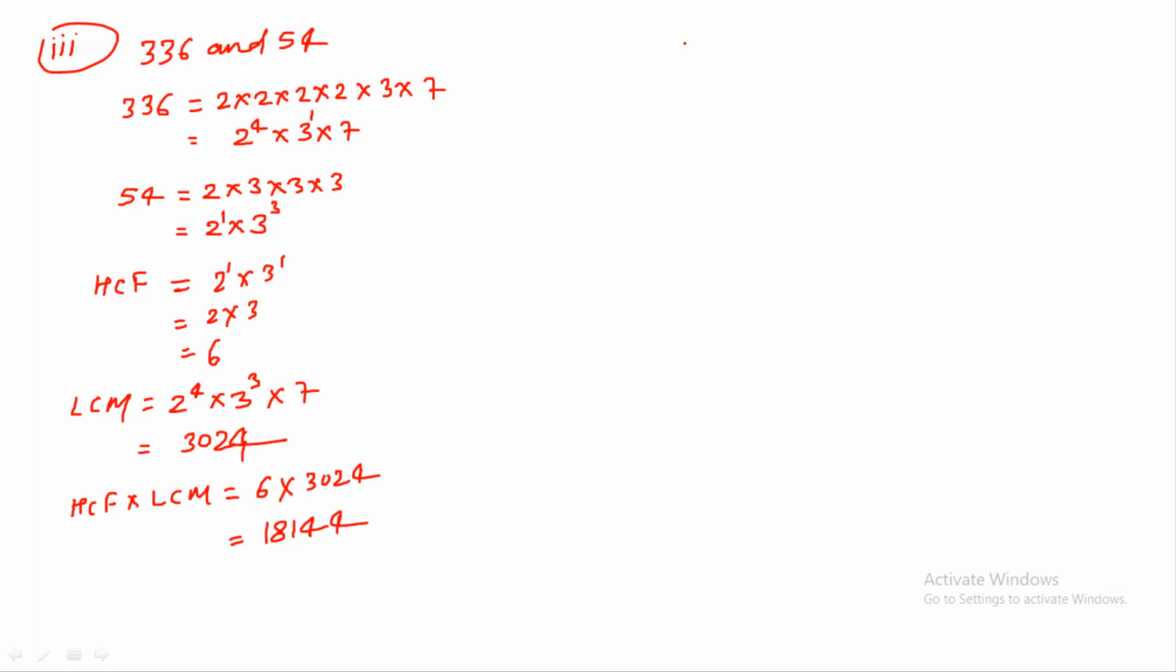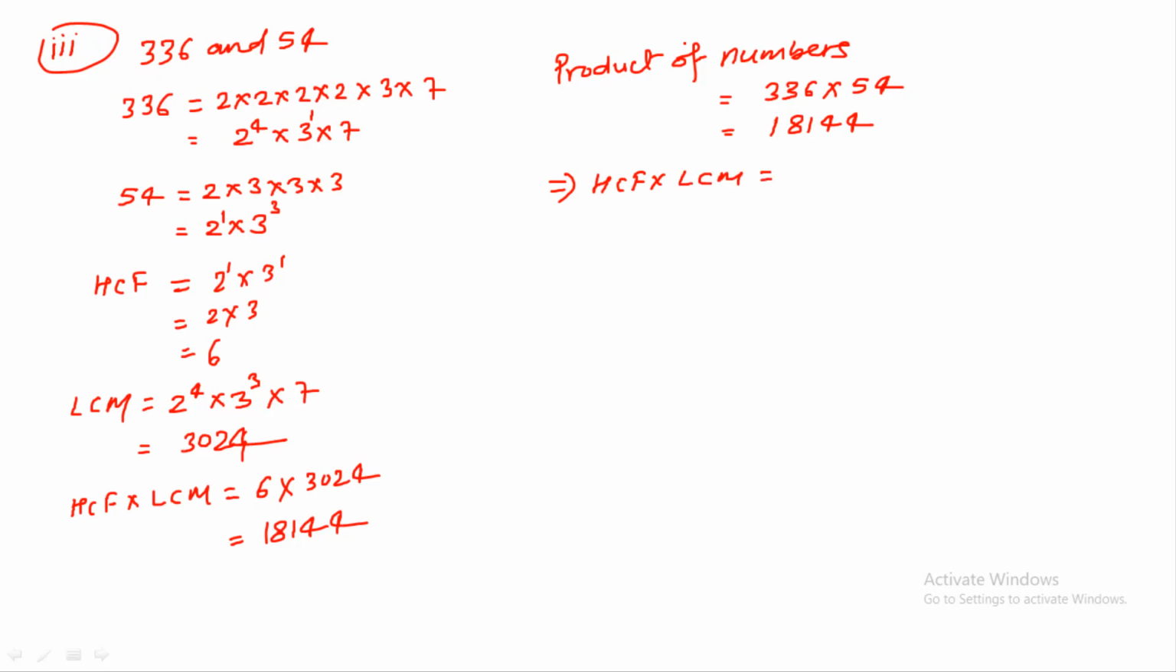Now we find the product of numbers. Product of numbers, that means 336 into 54. When we multiply these two, even then we get 18,144, and this shows that HCF into LCM is equals to product of numbers.